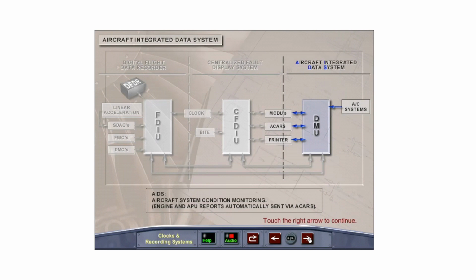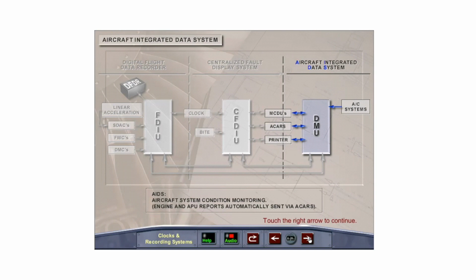The Aircraft Integrated Data System monitors various aircraft systems, but is mainly concerned with engine and APU condition monitoring for the purpose of corrective maintenance action. The Data Management Unit, or DMU, receives input from the aircraft systems, the CFDIU, and the FDIU. Connection to the MCDUs and printer allow for report display and system programming.